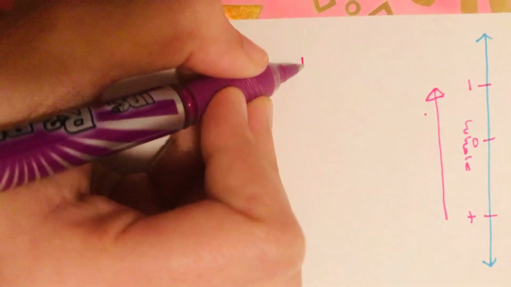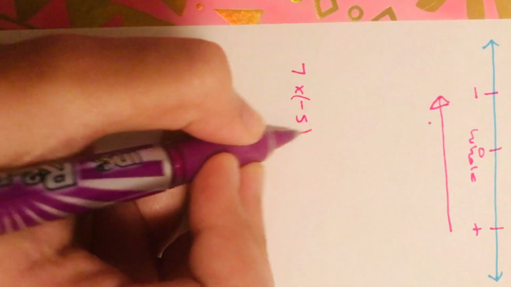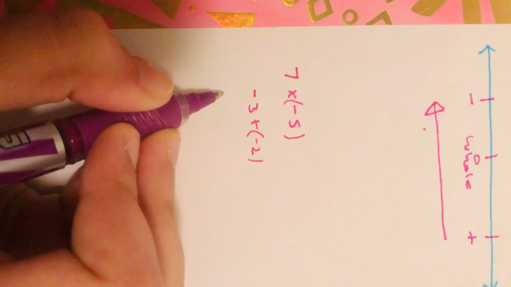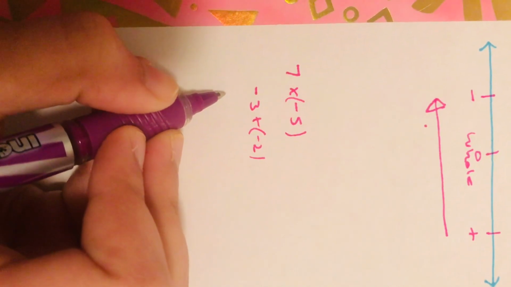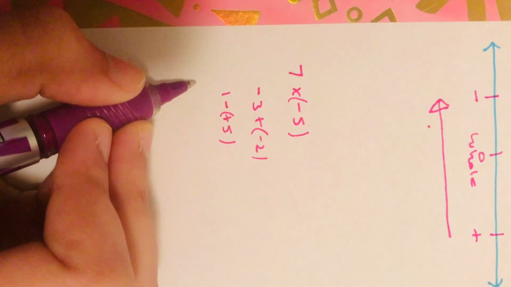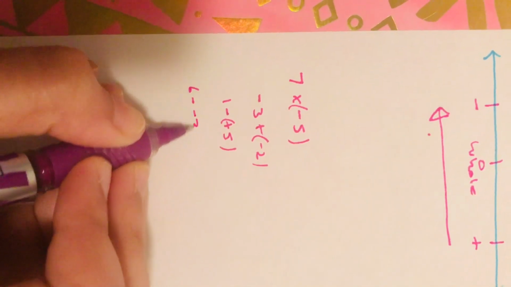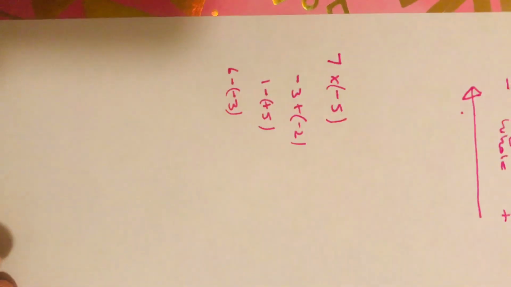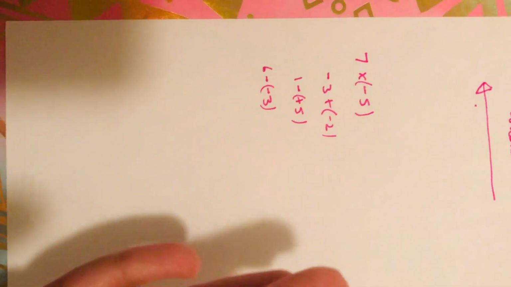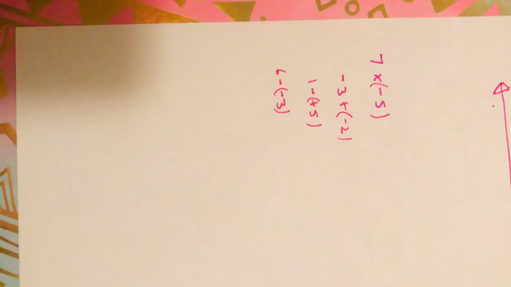Okay, so pause the video and take the questions that I'm writing for you right now, so you can solve them on your own time later. 7 times negative 5, negative 3 plus negative 2, 1 minus positive 5, 6 minus negative 3. Okay, so if you have the answers already, feel free to put them down in the comment section below.